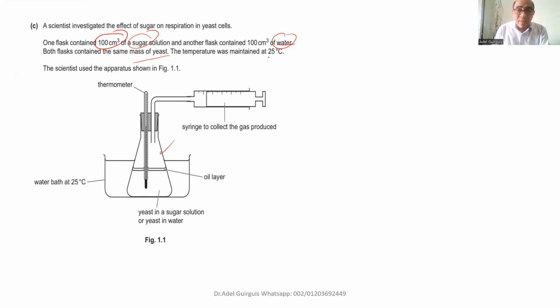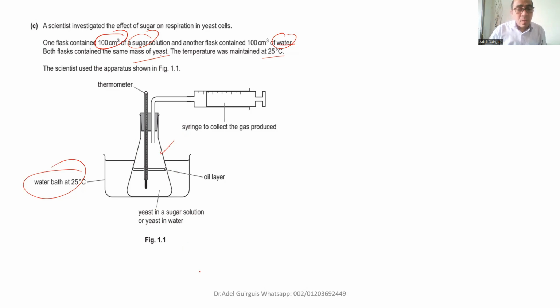The temperature was maintained at 25 by using a water bath. Okay? Scientists use the apparatus shown in figure 1.1. Here, the conical flask is inside a water bath at 25 Celsius, with yeast in sugar solution, or yeast and water. Okay, so this experiment is done twice. One flask containing sugar solution with yeast, and another flask containing yeast dissolved in water. It's okay.